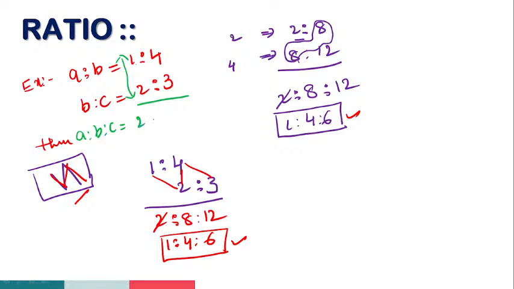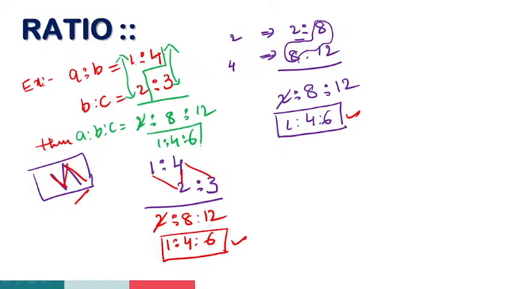1 into 2 is 2. Okay, right. If you want to find out the C value, multiply right hand side numbers. 3 4s are 12. Okay, so if you want to find out the B value, multiply 2 into 4. 2 4s are 8. Again cancellation. So 2 1s are 2, 4s are, 2 6s are. The final answer is 1 is to 4 is to 6.